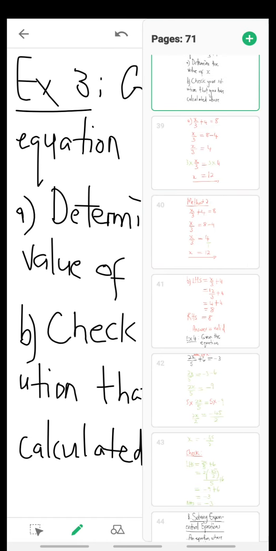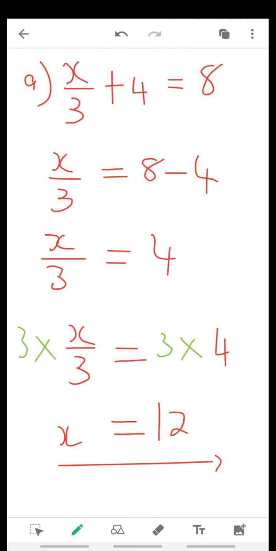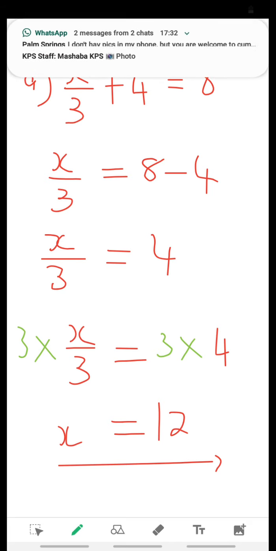Okay? Let's do that. So, x over 3 plus 4 equals 8. We said we start by transposing 4. It will be minus 4. 8 minus 4 is 4. Then now we see that we are dividing by 3. Okay? So that means we can multiply both sides by 3. Opposite of division is multiplication.